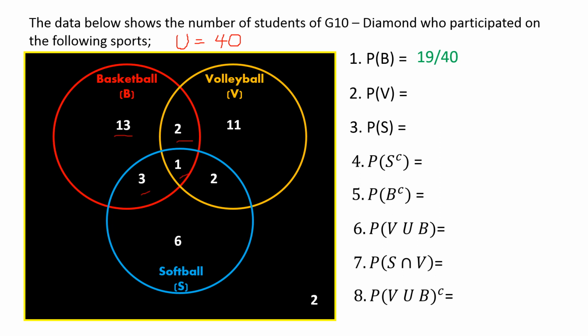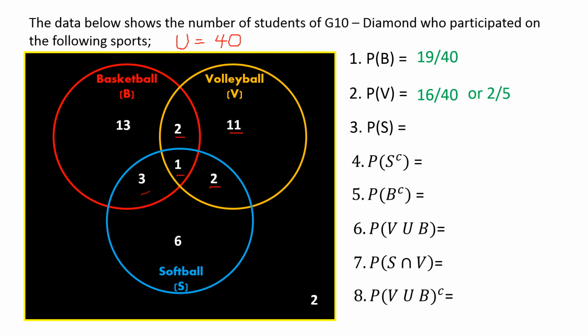Number 2, probability of V, or probability of volleyball. For the volleyball, we simply count all of those frequencies inside the volleyball. We have 11 plus 2 plus 2, so that gives us 15, plus 1. The answer is 16. So 16 over 40 based on the total sample space. Since we have 16 over 40, this can be further simplified. We must write the simplest form of our answer in probability: 16 over 40, or 2 over 5.